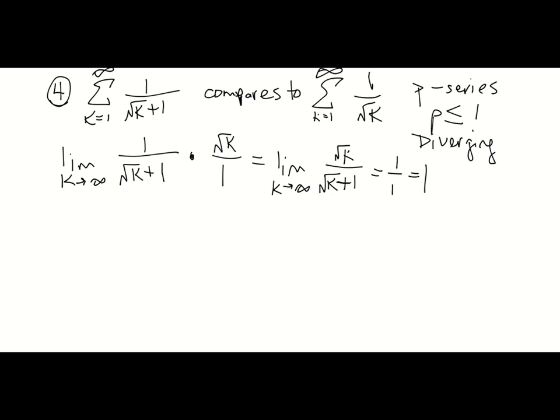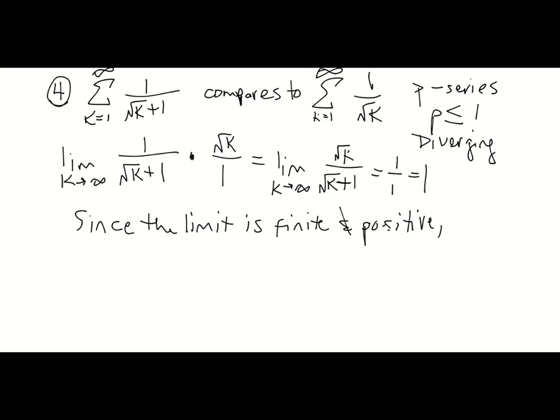Since the limit is finite and positive, the series will have the same behavior. So the series diverges, because we figured out our comparison series diverges by the limit comparison test.